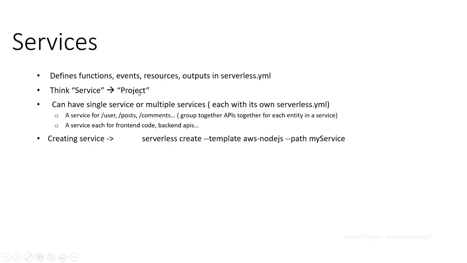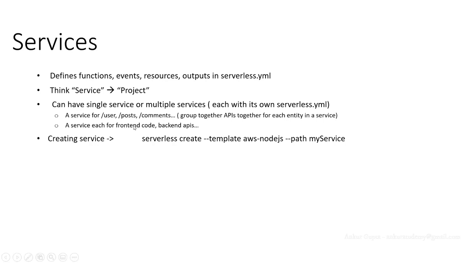Now you can think of a service as a project. So just like we have different teams working on different modules in a project, we can have different services created for each of those modules so that we can segregate the business logic across different teams and they each can focus on their own code piece. For example, if we have a project where we have users and users are commenting on certain posts, we can have three different services, one for user, another for post, and another one for comments, and each of these services will have its own serverless YAML file with their own set of resources and API endpoints.